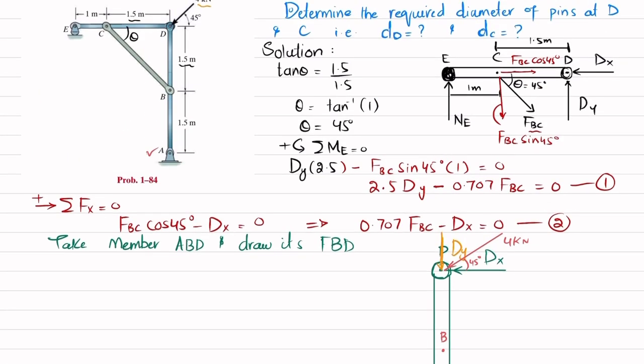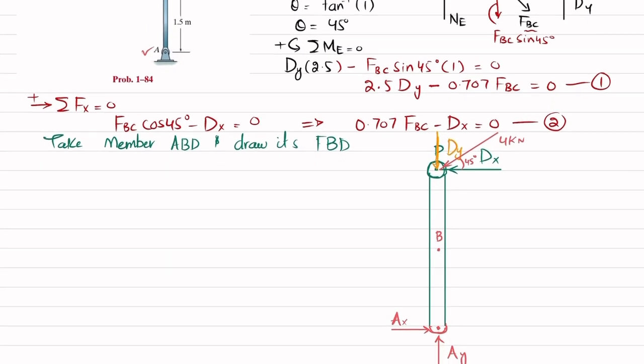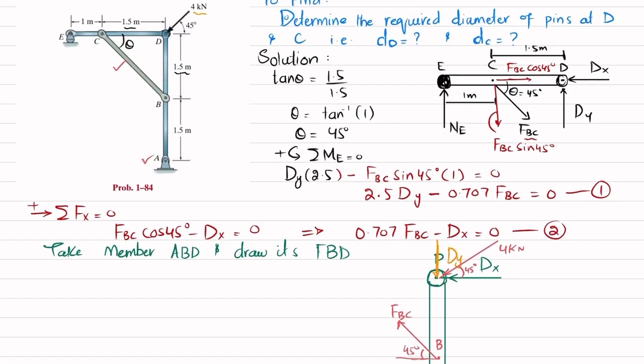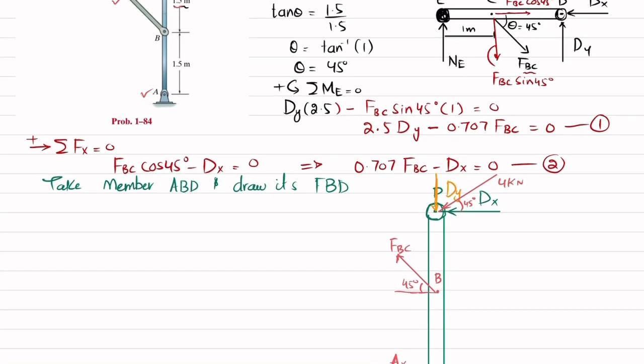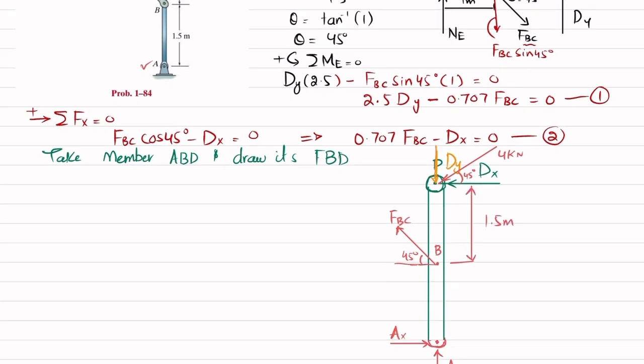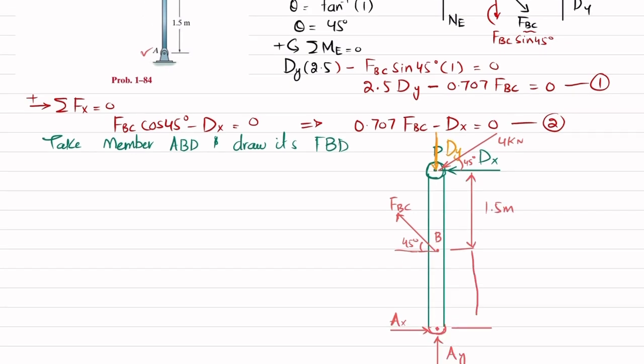So at point B, you can see you have member CB, whose force FBC is shown downward. According to Newton's first law, this will apply a force in this direction. The magnitude will remain the same. So FBC will be in this direction, and this angle is 45 degree. The distance between D and B is 1.5, and this is also 1.5. So this distance is 1.5 meter, and the distance from B to A is also 1.5. We will now apply the equations of equilibrium in order to find this dx and dy.